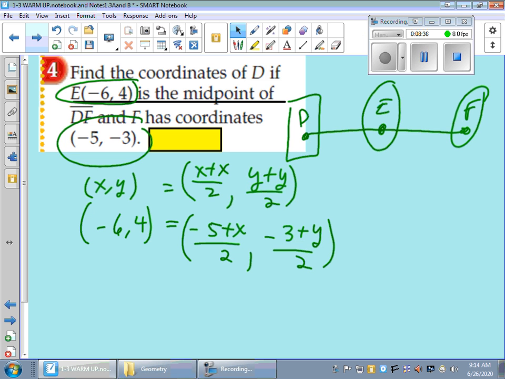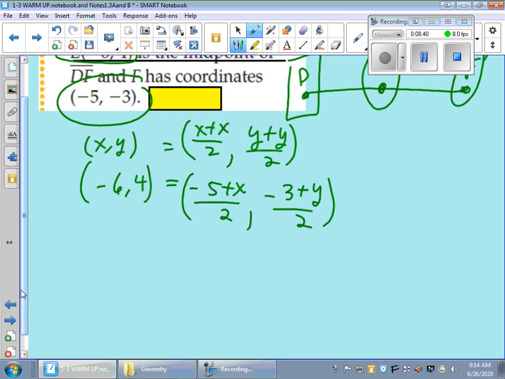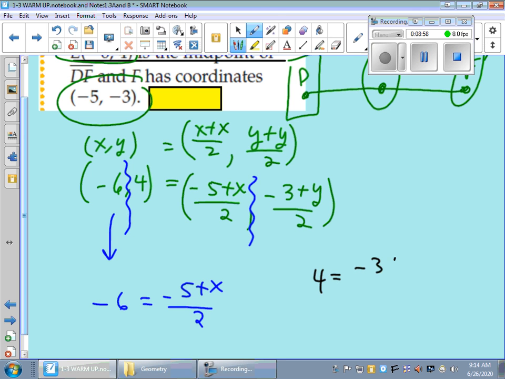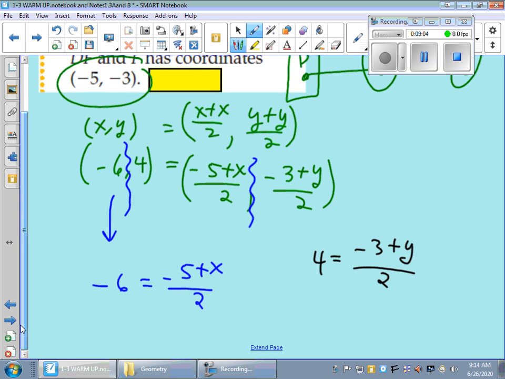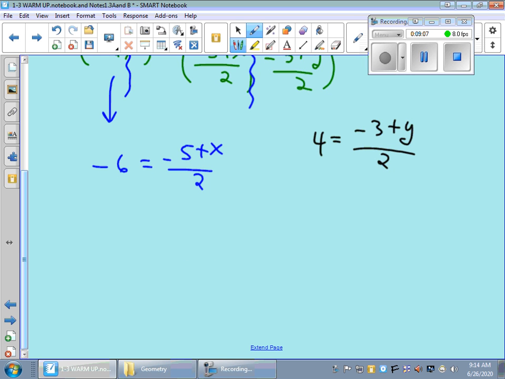So now we're at the point, hopefully you saw where we get those from, where we separate these into two separate problems. I just put a line right through here. This right here is an x, the first value: negative 6 equals negative 5 plus x divided by 2. That's going to help us to solve for x. So over here now we want to solve for y. We get 4 equals negative 3 plus y divided by 2. Hopefully you saw where we got those from. And now we will do some algebra to get through these.